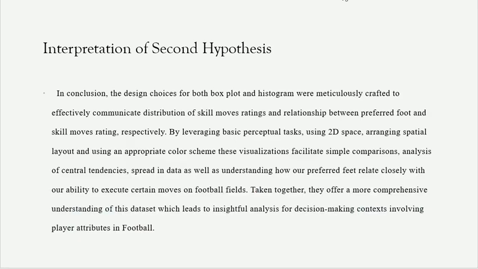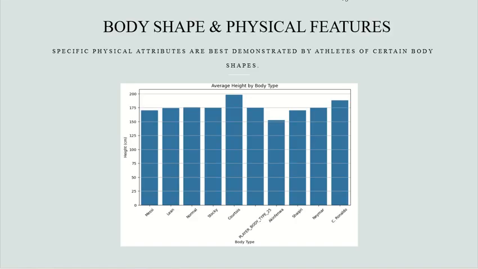In conclusion, the design choices for both the box plot and histogram were meticulously crafted to effectively communicate the distribution of skill moves ratings and the relationship between preferred foot and skill moves rating, respectively. By leveraging basic perceptual tasks using 2D space, arranging spatial layout, and using an appropriate color scheme, these visualizations facilitate simple comparisons, analysis of central tendencies and spread in data, as well as understanding how our preferred feet relate closely with our ability to execute certain moves on football fields.